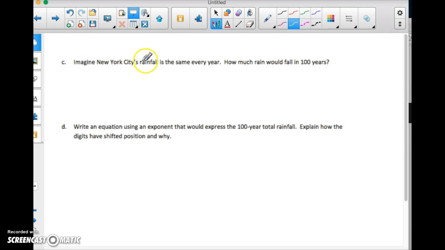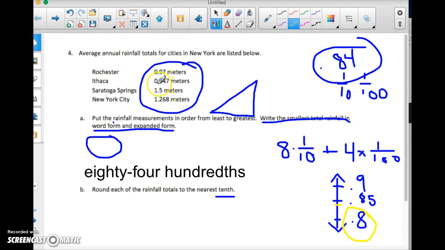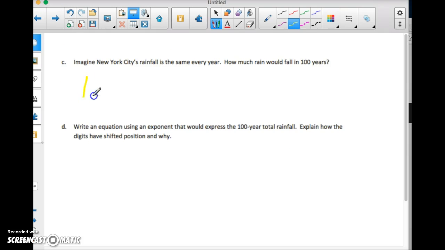Part C says, imagine New York City's rainfall is the same every year. Okay, so if I go back here, New York City was 1.268. So I'm just going to go ahead and record that here, 1.268. Okay, how much rain would fall in 100 years? Well, more than this. This is 1 year. So I should write that number 100 times, right? 1.268, 1.268, and then I could add all 100 of those 1.268s together. But there's a faster kind of math to do that, and I'm hoping that you can think about that. You could also use a place value chart to do that, okay?